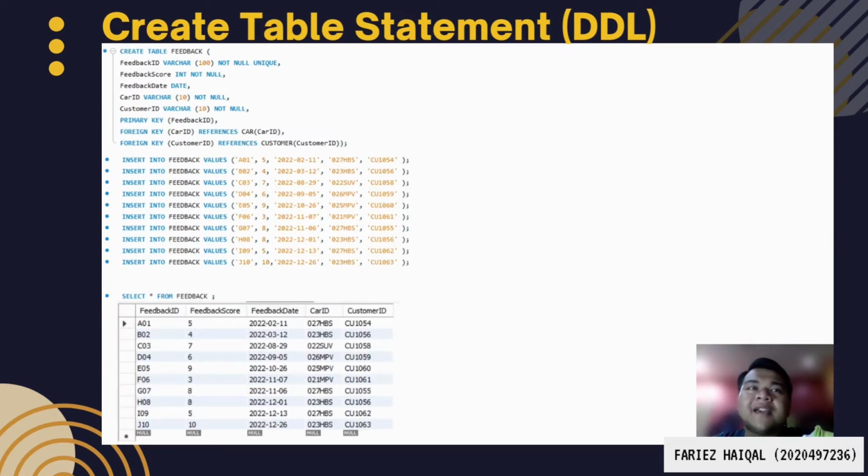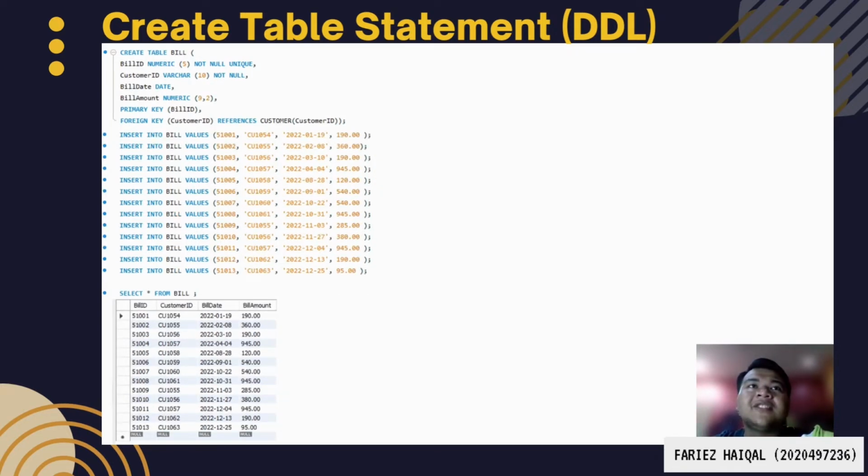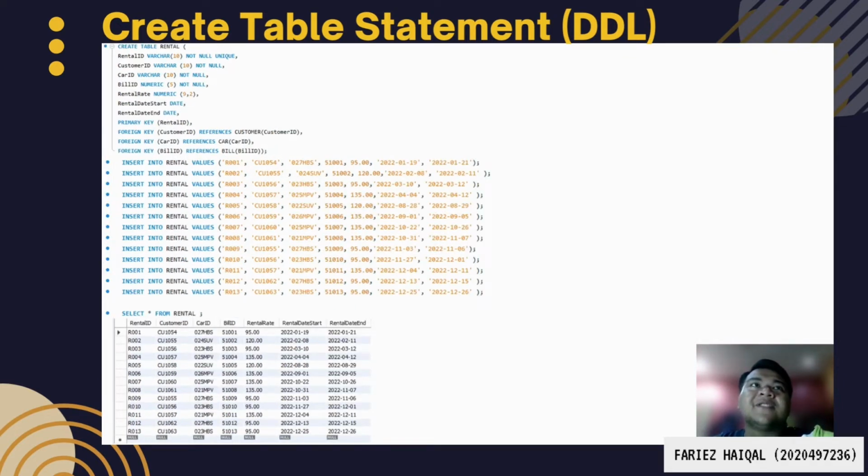For the table feedback, we have 5 attributes and the primary key is feedback ID and the foreign keys we have are car ID and customer ID. For the table bill, we have 4 attributes and the primary key is bill ID and the foreign key is customer ID. For table rental, we have 7 attributes and the primary key is rental ID and we have 3 foreign keys: customer ID, car ID and bill ID.